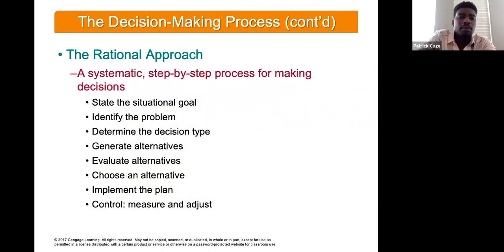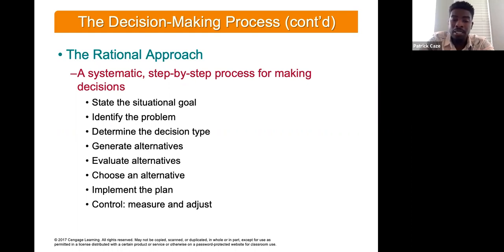Okay, so when we talk about the rational approach, it is basically a systematic way of making decisions, right? Step by step, based on certain criteria, and we're going to make a decision based on our rational thought. We're going to state the goal, identify the problem, determine the decision types, come up with some alternatives or options, and then weigh the pros and cons of each one, and then choose a decision.